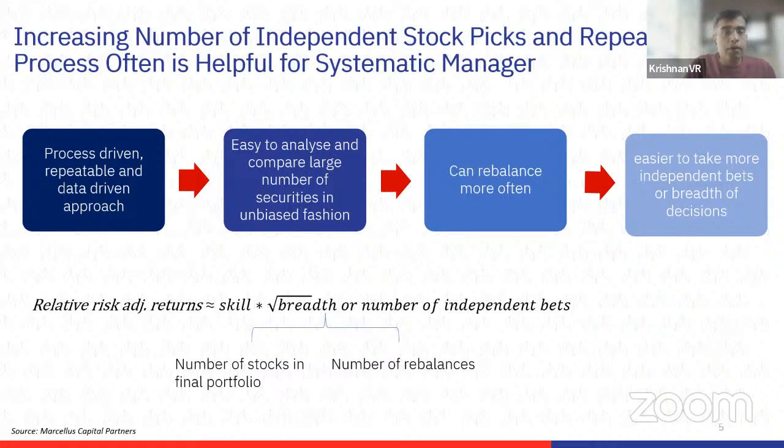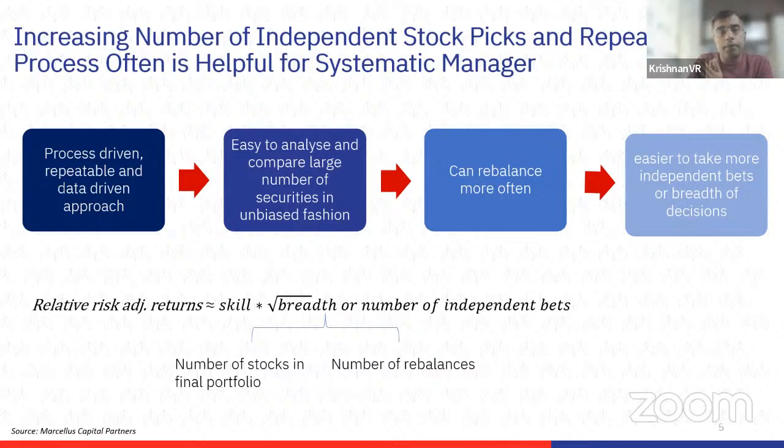So essentially, breadth you can think of as the independent bets you're taking. And if your independent bets in a year go up by 4 times, so if you're rebalancing, say, 4 times instead of 2 times, and you're also doubling your portfolio, what that means is your risk adjusted return will go up by 2. It will almost double. So that tells you how important it is to have a large enough investment universe to analyze.